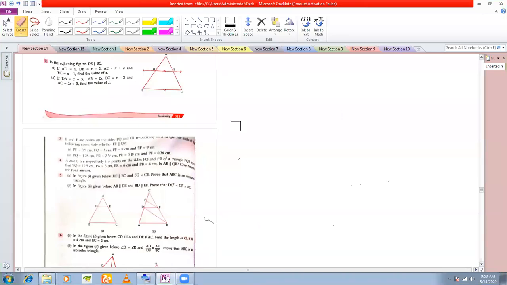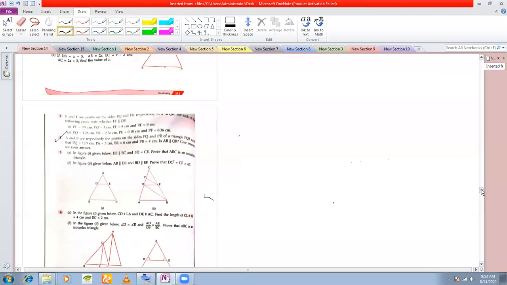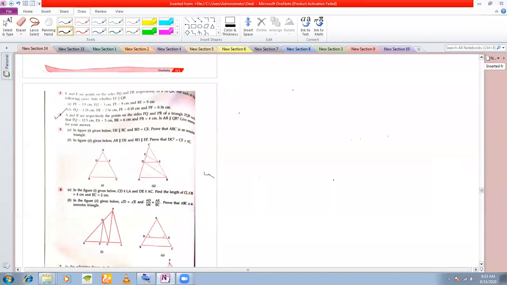Okay. So the question here is this one, number 4. A and B are respectively points on the sides PQ and PR of a triangle PQR. So let us draw the triangle.